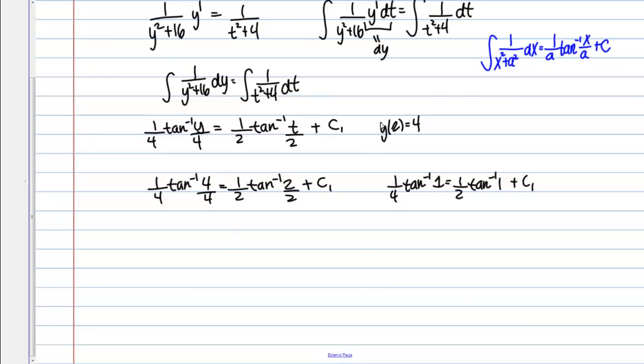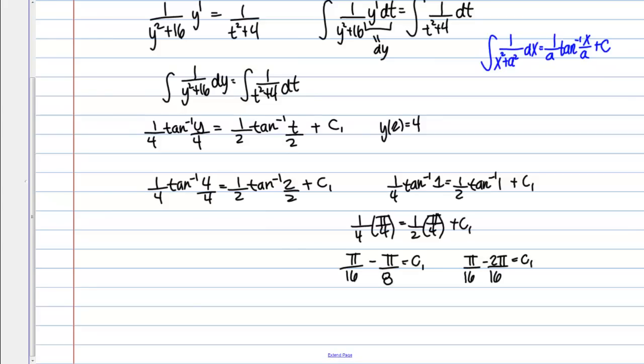Then we have to remember what the inverse tangent of 1 is. We can ask ourselves, where is the tangent equal to 1? You also have to recall that the inverse tangent has a limited range. But anyway, the inverse tangent of 1 should be pi over 4. So I have 1/4 times pi over 4 equals 1/2 times pi over 4 plus c1. Okay, so it looks like I get pi over 16 minus pi over 8 equals c1. I could write that as pi over 16 minus 2 pi over 16 equals c1. So it looks like c1 is negative pi over 16.